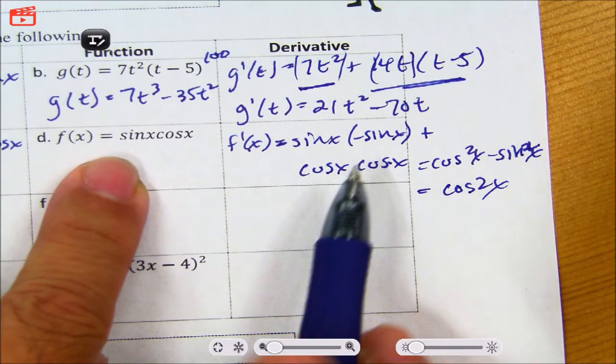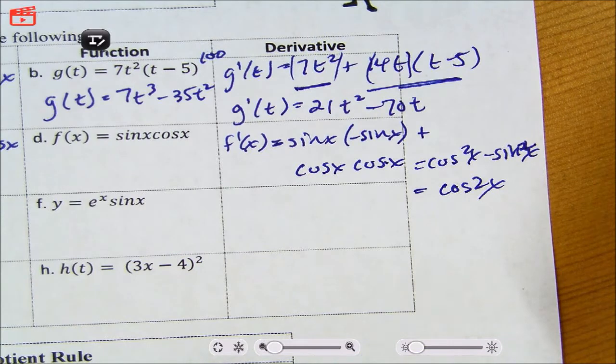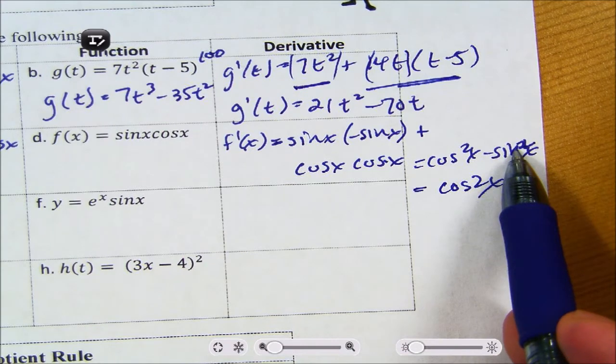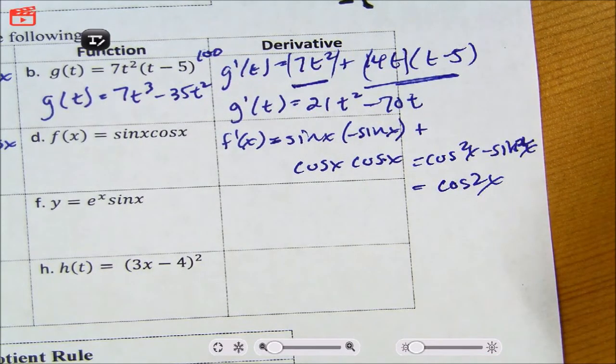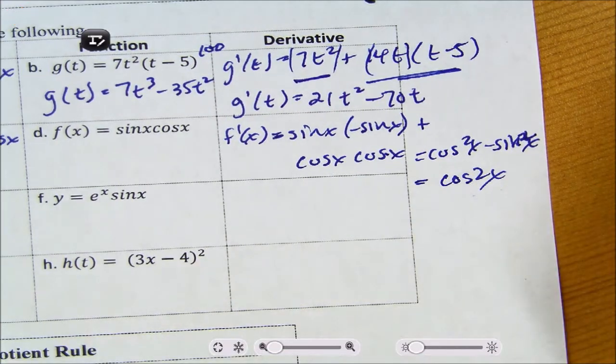Yeah. Oh, okay. How is cosine times cosine squared x, but sine x times negative sine x, just sine squared x? Oh, it is. How does it equal cosine squared? No, that's cosine 2x. It's the double angle formula for cosine. Oh, yeah. Is that like 1 minus cosine squared x equals sine squared x?